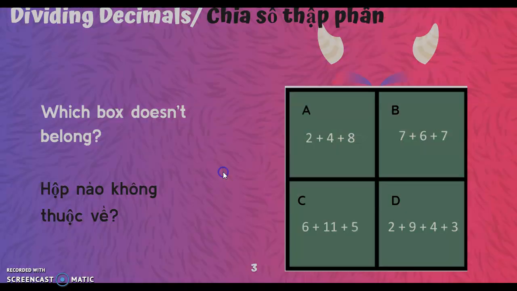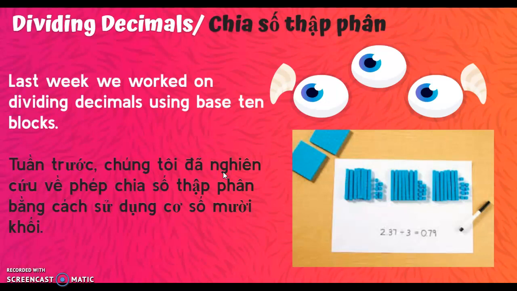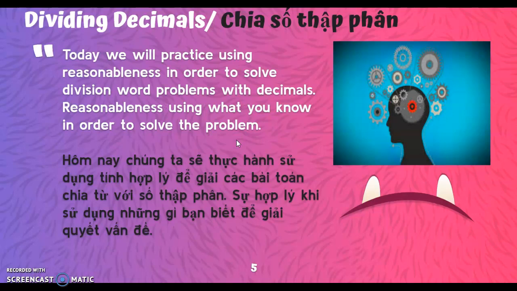All right, let's keep on with our dividing decimals. Last week we worked on dividing decimals using base 10 blocks. Today we're going to continue practicing using reasonableness in order to solve division word problems with decimals. Reasonableness is just using what you know about math and numbers in order to solve problems.